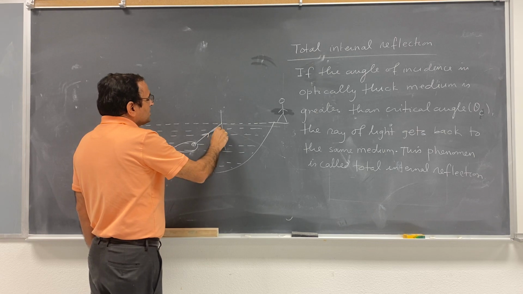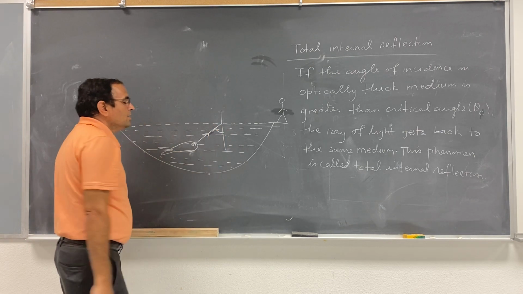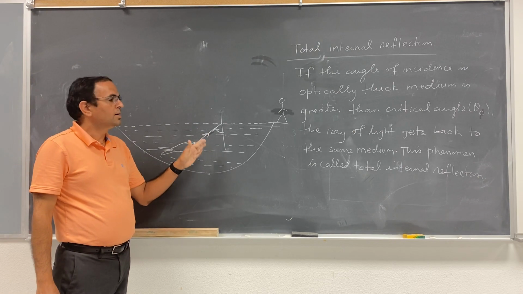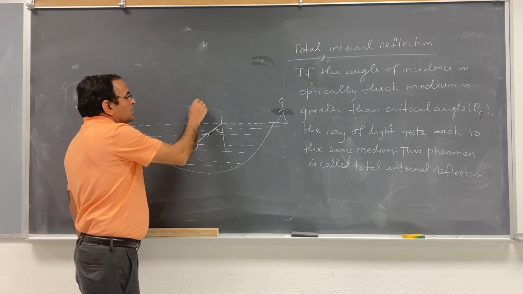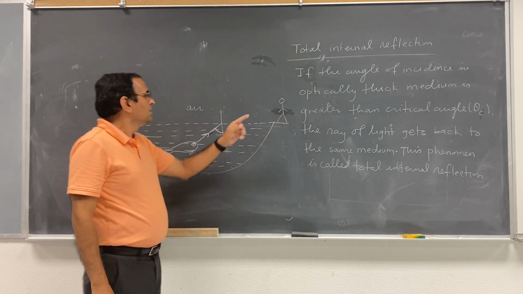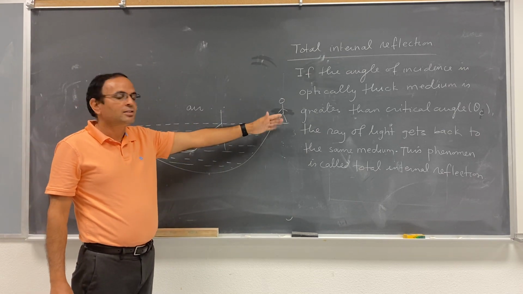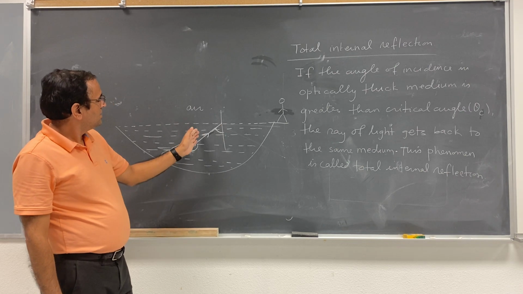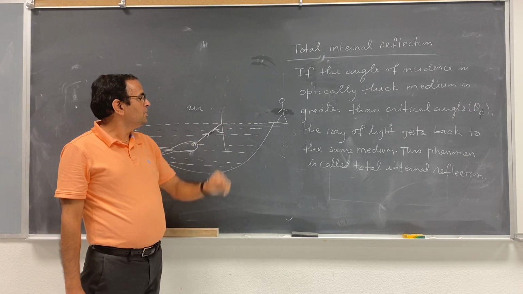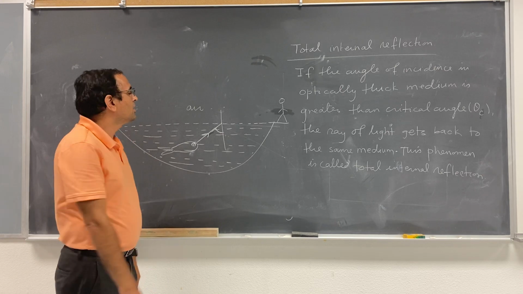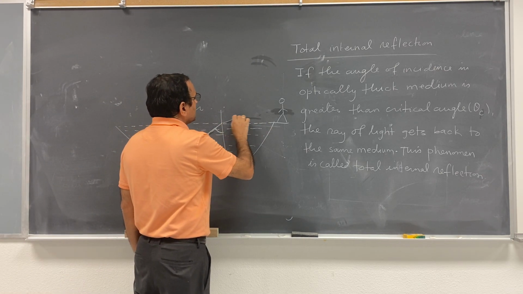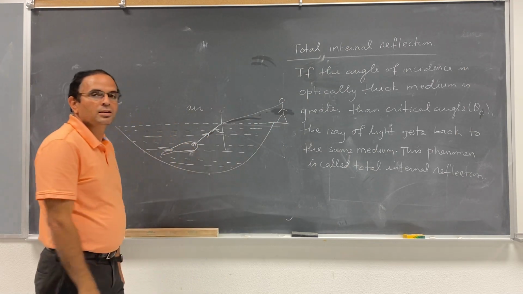What is this? This is the angle of incidence in optically thick medium, water. Because this is air. Of course the fisherman is in the air, on the land there, and water there. So do you think the fish is able to see the fisherman? If the ray goes like this, then you can, right?